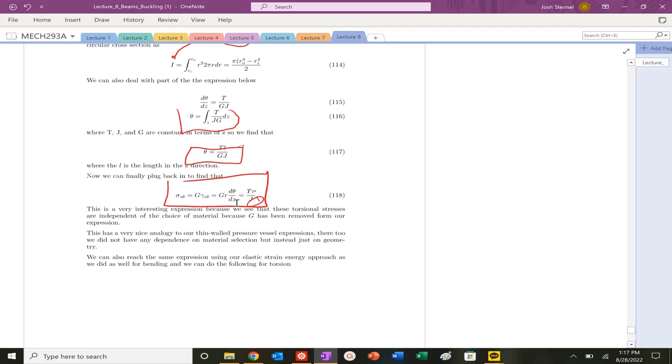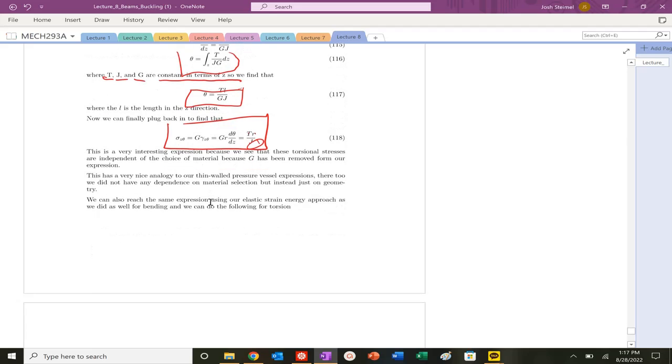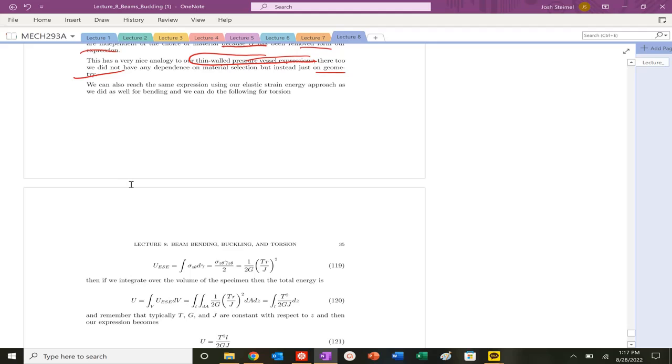And it's very interesting because you can see that these torsional stresses are independent of the choice of material because our G has been removed from our expression. So we don't have that shear modulus here. So your torsional stresses are really geometrically, or by these constants, defined. So very similar to our thin wall pressure vessel analogy and experience.